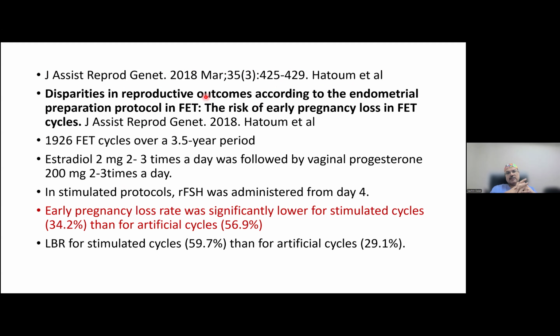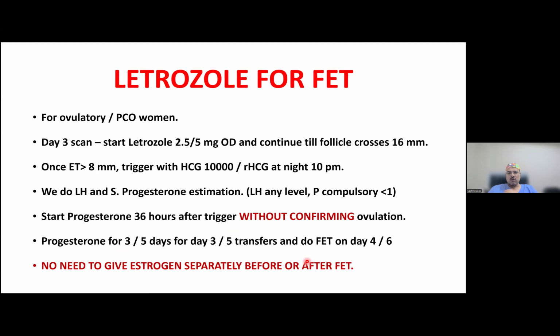The theory behind it. When you are doing a stimulated cycle, you will find that the early pregnancy loss is significantly lower in stimulated cycle than for artificial cycles, and live birth rates are significantly more in stimulated cycles than compared to the artificial cycles. By artificial cycle, we mean HRT cycles. So, what is the protocol? I think you might want to take a screenshot of this. This is only for ovulatory or PCO women. I start on day 2, day 3.